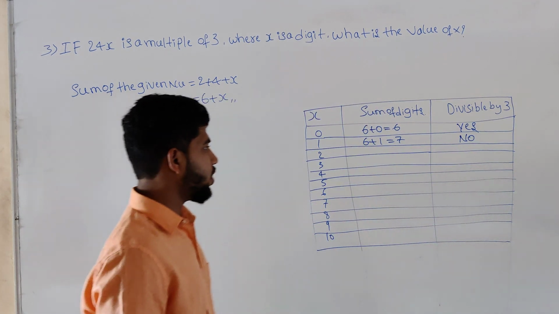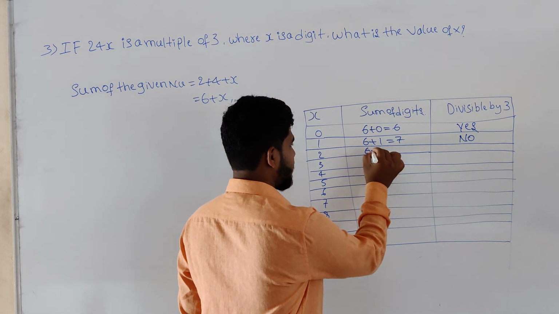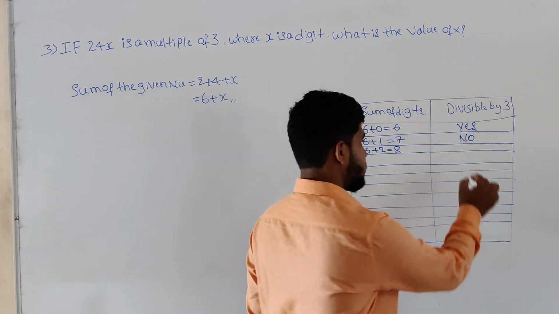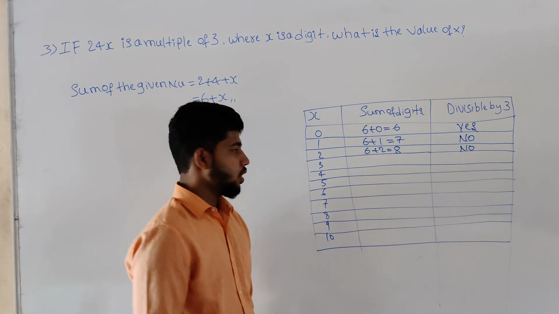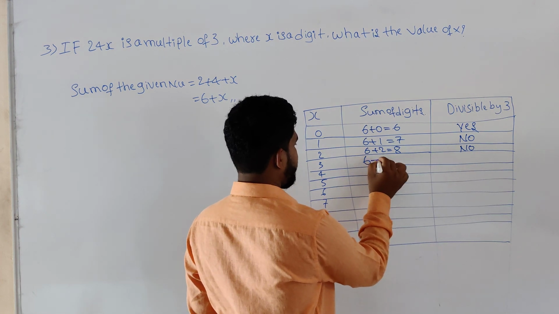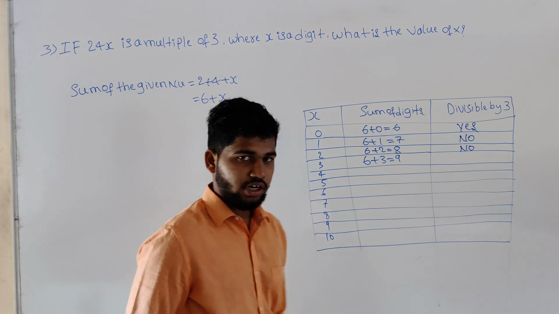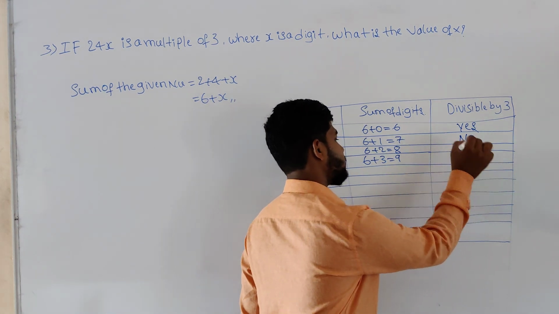Now coming to the next one, in the place of x, if you are putting the value 2, 6 plus 2, you are getting 8. It is not divisible by 3. Now in the place of x, if you are putting the value 3, 6 plus 3, you are getting 9. 3 into 3 is equal to 9. It is divisible by 3.